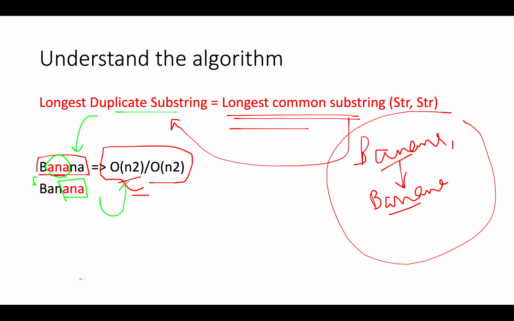The time complexity of this approach is order of n square and the space complexity is also order of n square. This algorithm, especially the longest duplicate substring question, won't pass if we go and solve it by order of n square complexity. We need to improvise it. And the way to improvise it is the Rabin-Karp hashing algorithm.